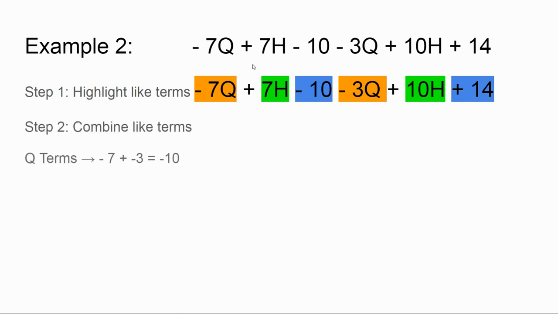Okay, I'm going to combine the terms. My q terms are negative 7 minus 3. You see how I have my negatives here? We have to make sure we respect them. And then I get negative 10. I get h terms. I have 7 plus 10 is 17. And then my numeric terms have a negative 10. You see how I have a negative here? Respect it. Keep it down.